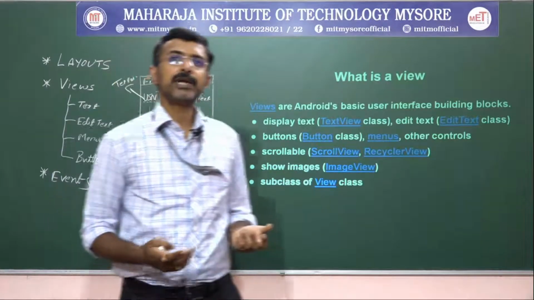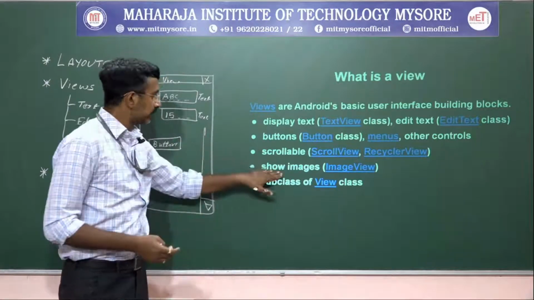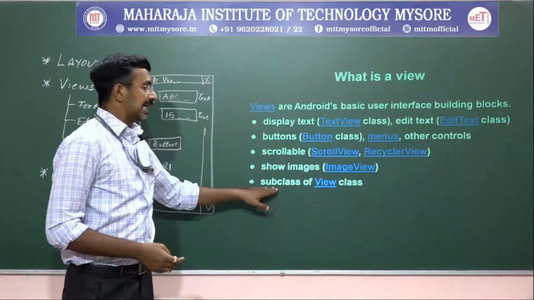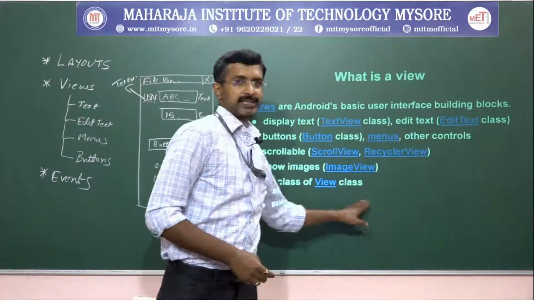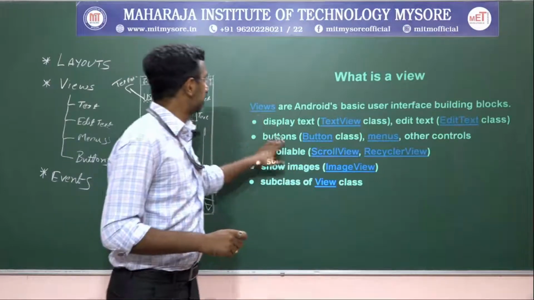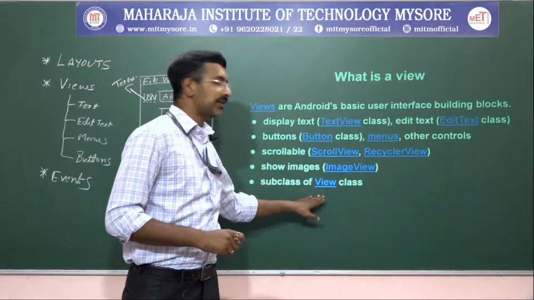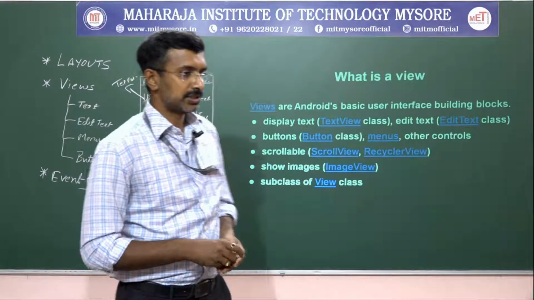You can display an image on your Android phone or Android device using a view, and everything is a subclass of view. Every view, all these buttons, text box, everything is derived from the view class. So this is what it is.